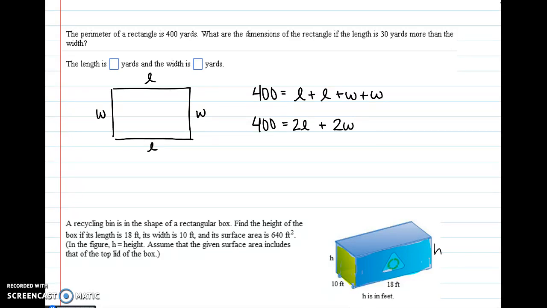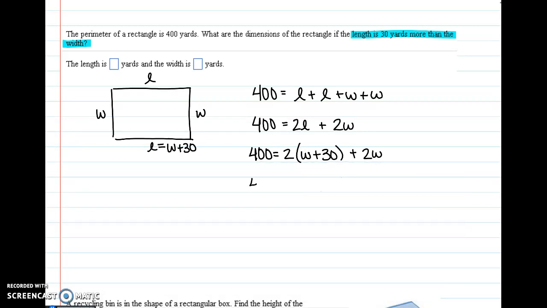But what other information do they tell us? The length is 30 more than the width. So this length is really the width plus 30. So over here in my handy dandy equation, I'm going to replace L with W plus 30. We're going to see what happens. So I need to distribute the 2. And then it looks like I've got some like terms I can put together, right? 2W and 2W is 4W.